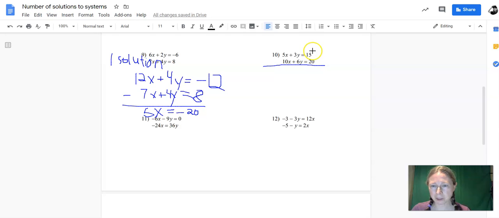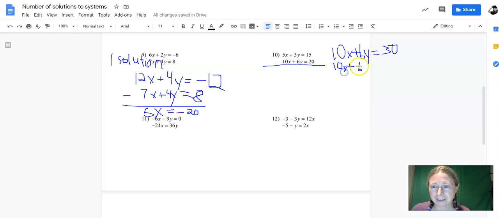5x plus 3y equals 15. 10x plus 6y equals 20. So once again, I noticed that between this 3y and the 6y, I could double the first equation, and I could solve it by elimination. So I'm going to double the first equation: 10x plus 6y equals 30. And then the second equation, 10x plus 6y equals 20. So I'm going to subtract those two and try to solve this using elimination.